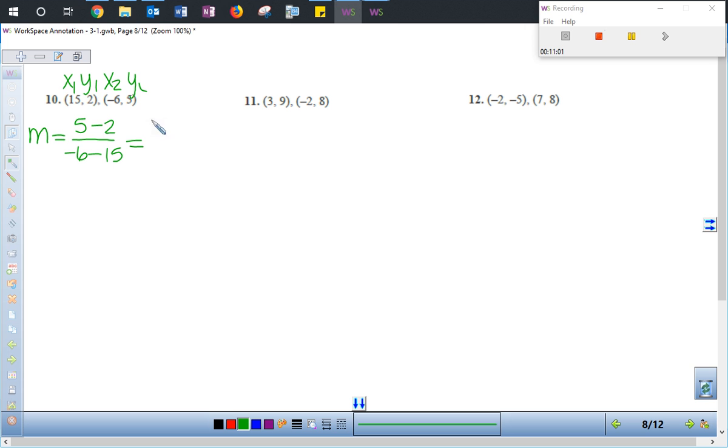Now 5 minus 2 is 3, and negative 6 minus 15 is going to give me a negative 21. Now 3 over negative 21 can definitely be simplified, and that's going to simplify down to a negative 1 over 7. Now this is not 0, and it's not undefined, so that means here we have an oblique line.